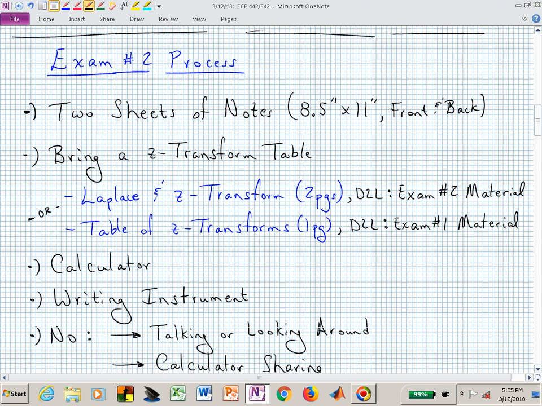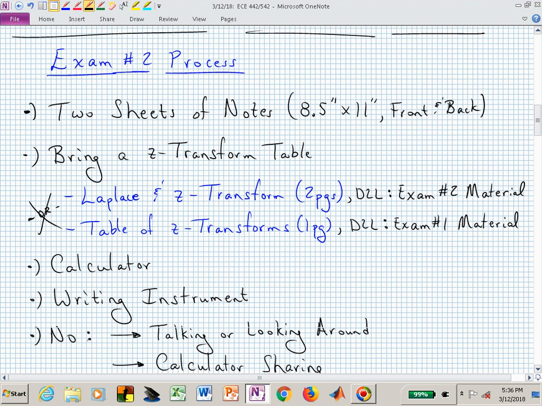Exam number 2 process. You can have 2 sheets of notes in addition to transform tables. And now you have 2 transform tables, and actually maybe I will eliminate the 'or', and you can bring both if you feel comfortable with both of those tables. One is a new one under exam number 2 material, and that compares the S domain and the Z domain in the same row so that you can quickly do that. That one, though, is written in terms of z to the minus 1s.